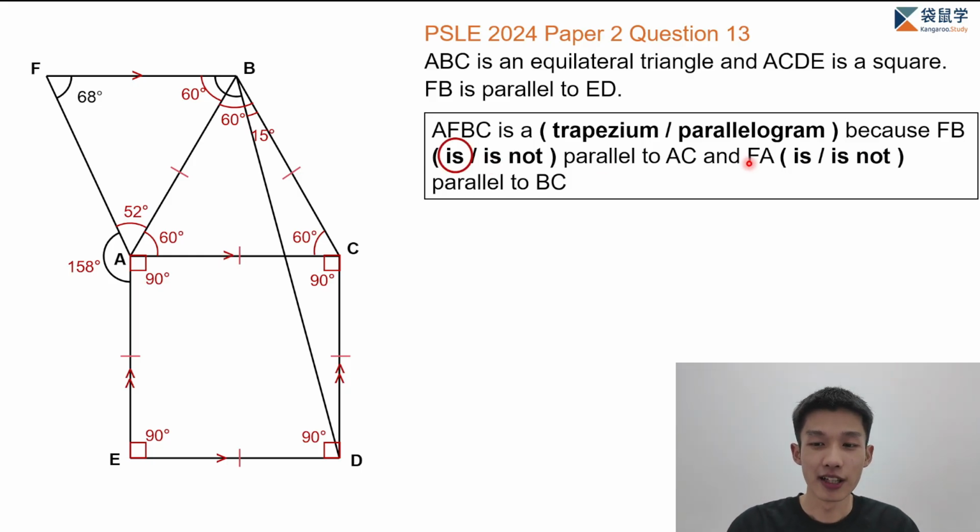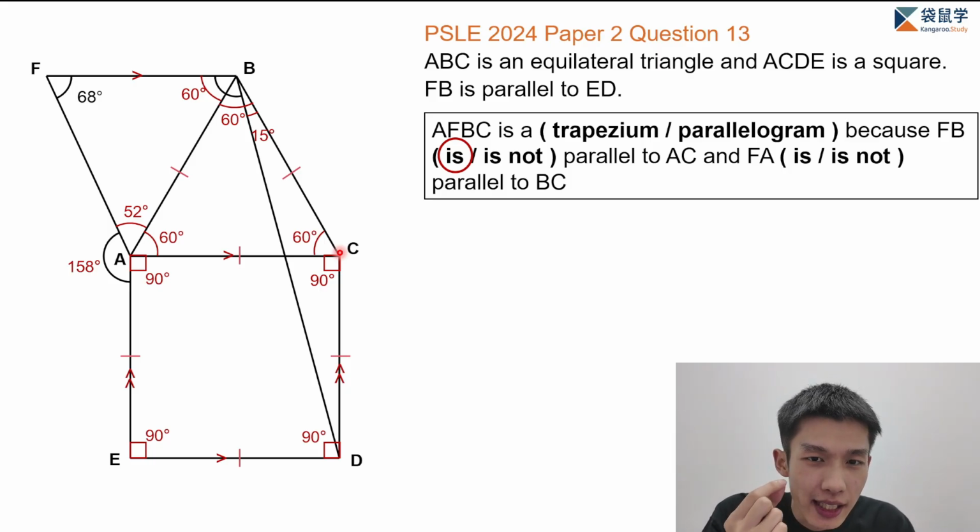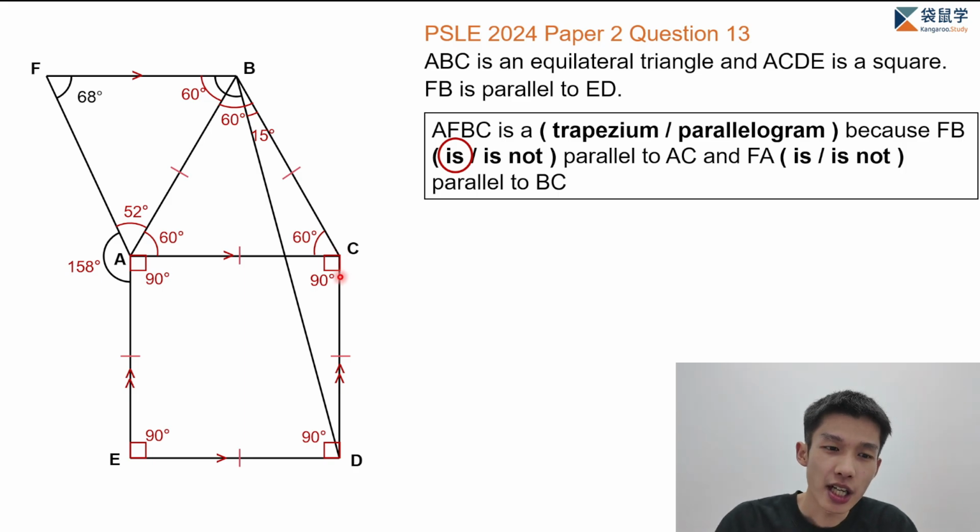But how about the second pair? FA and BC. Is it parallel or not? What happens if it is parallel? If it is parallel, that means some angles should have relations. For example, the Z shape we just used. The Z shape angles should be the same for parallel lines, and let's check whether it's the same or not.